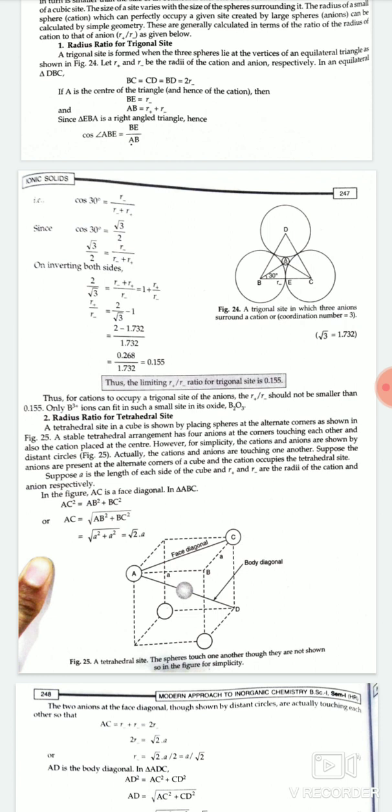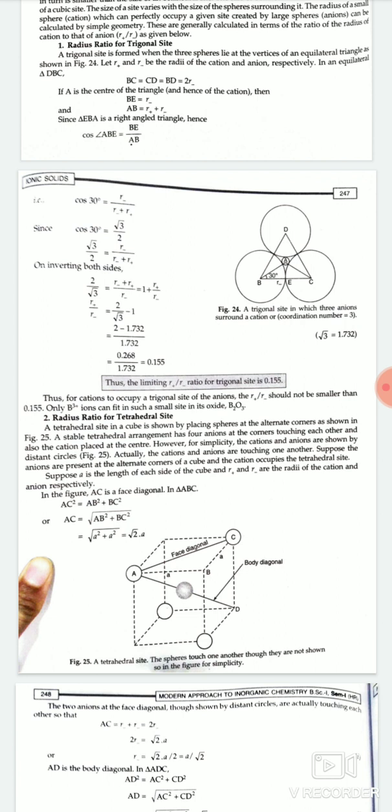Second is radius ratio for tetrahedral site. A tetrahedral site in a cube is shown by placing spheres at the alternate corners as shown in figure. A stable tetrahedral arrangement has 4 anions at the corners touching each other and also the cation placed at the center. However, for simplicity, the cations and anions are shown by distinct circles. Actually, the cations and anions are touching one another. Suppose the anions are present at the alternate corners of a cube and the cation occupies the tetrahedral site. Suppose a is the length of each side of the cube and r+ and r- are the radii of the cation and anion respectively.